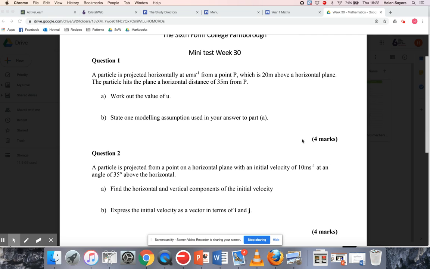Okay, we're looking at a mini test from week 30, and we're looking at question 1. So I've got a particle projected with an initial horizontal velocity of u meters per second, and it's projected from a point which is 20 meters above a horizontal plane, and it hits the plane a horizontal distance of 35 meters. So let's get that sketched out.